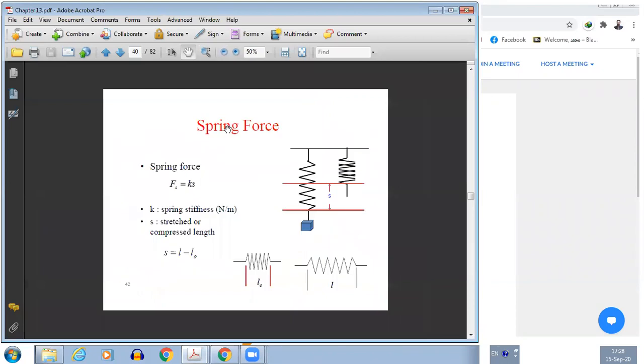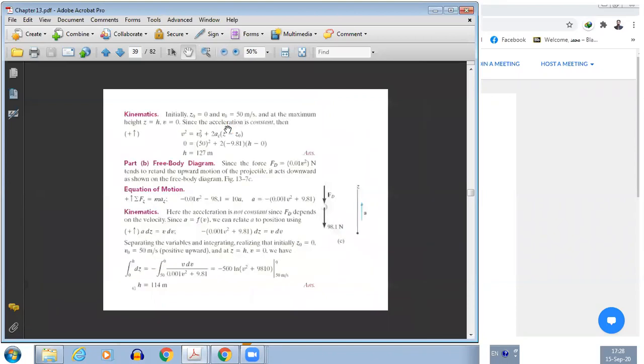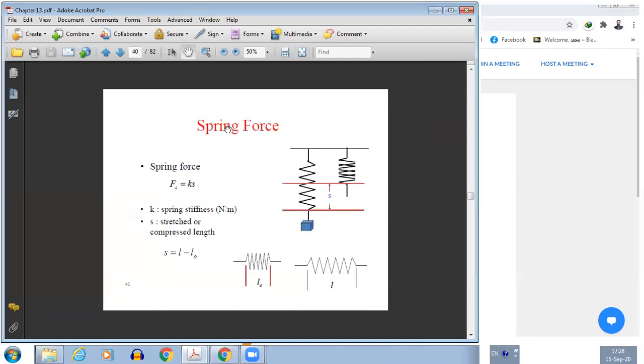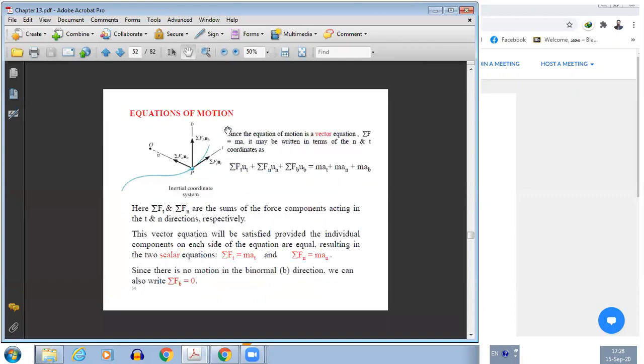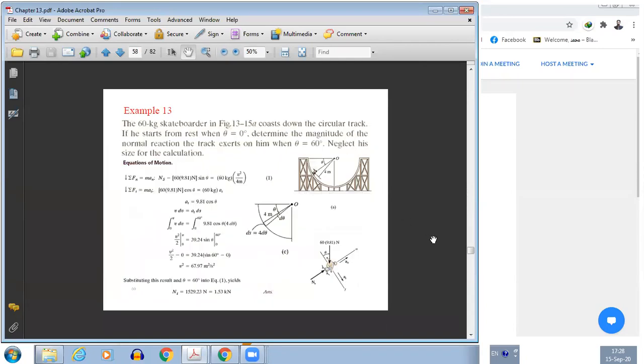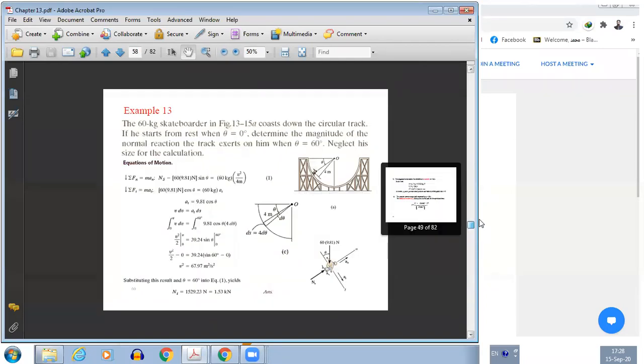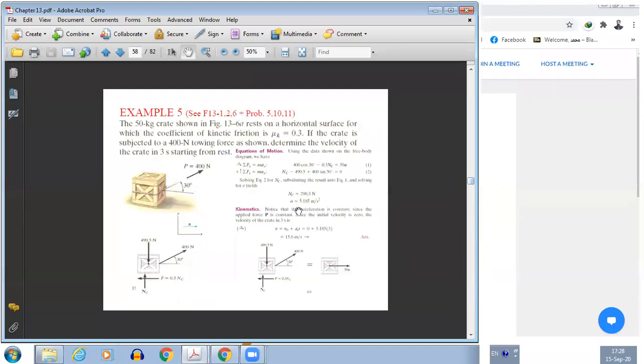Okay, so we stop here at this point. Inshallah, next week we are going to start from the spring force and then other parts. Next week, inshallah, this chapter 13 will be finished. So today we are done till this point, and let's just stop here.